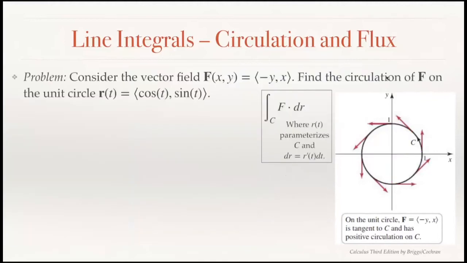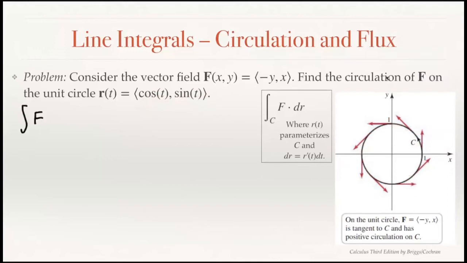Let's do an example. Let's compute the circulation of the vector field (-y, x) along the unit circle. And by the way, (-y, x) is a vector field that we looked at earlier. It looks very much like this. So what we should expect as we move along the unit circle with our standard parameterization counterclockwise is a positive circulation from this vector field. Let's compute what it is.